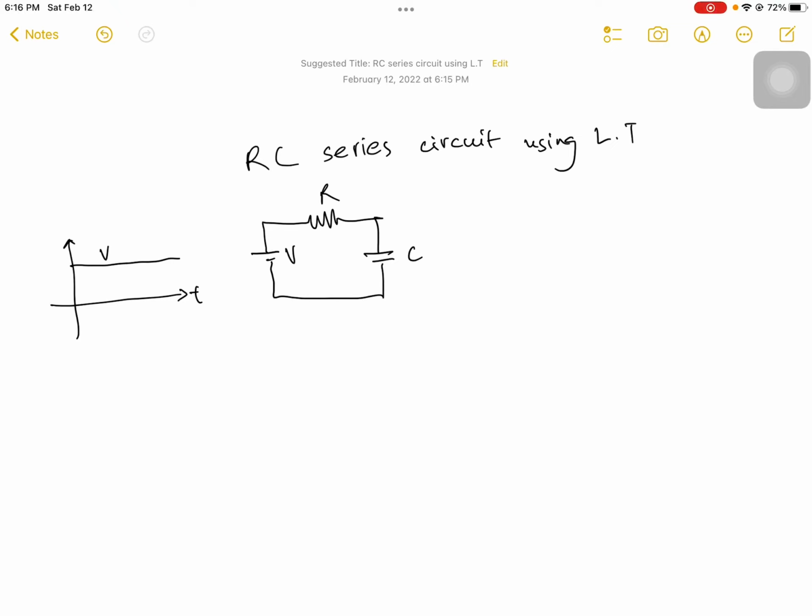RC series circuit using Laplace transform. Now in this video, I'm going to solve the RC series circuit using the Laplace transform.